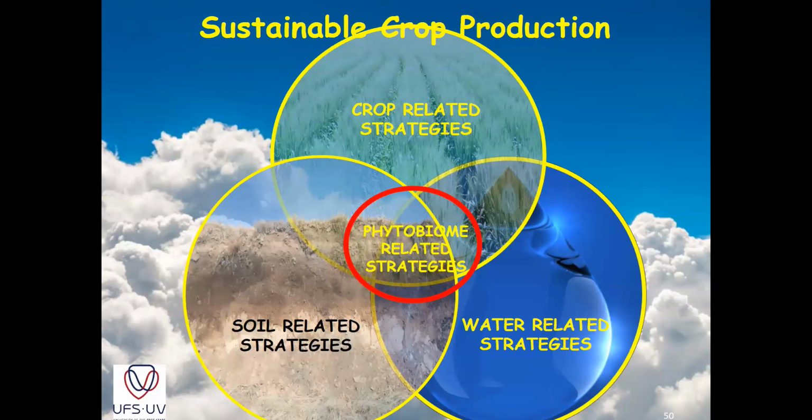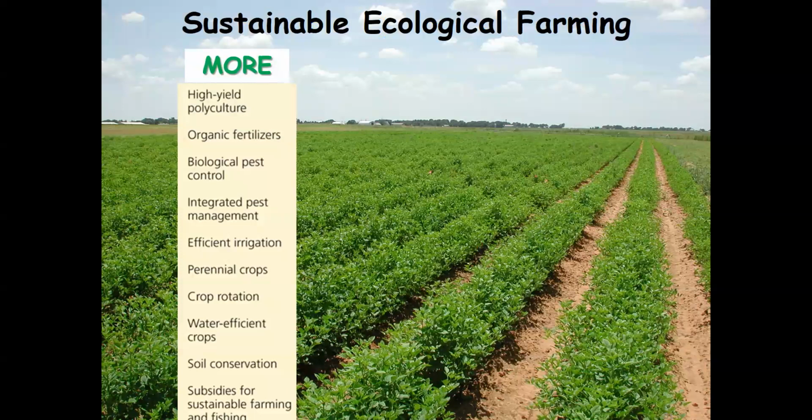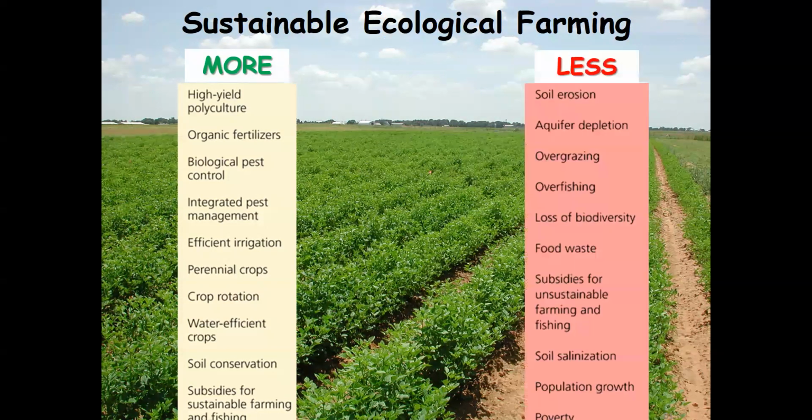Well, essentially strategies that recognize the phytobiome, that recognize the complexity of the phytobiome, and that adapt these strategies accordingly. So one of them is obviously ecological farming, sustainable ecological farming, whereby we have more high-yield polyculture, more organic fertilizers, more biological pest control, and all the good practices we see here, and a lot less of these bad practices or bad manifestation of conventional agriculture.